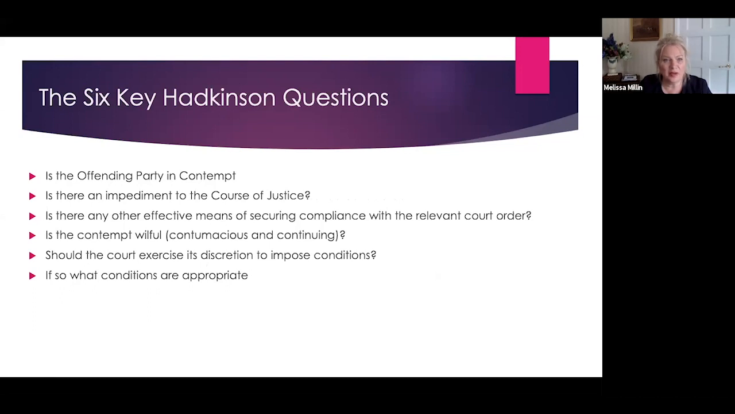The allegation against the offending party is that there will be 6 key questions. The first question, of course, is: is the offending party in contempt? That's extremely important. Does that contempt, and this is a very key factor, lead to an impediment of the course of justice? Is there any other effective means of securing compliance with the order? And should the court exercise its discretion to impose those conditions, having regard to those questions? Is the contempt willful and continuing? And if so, what conditions would be appropriate?